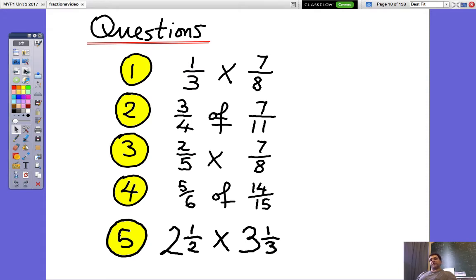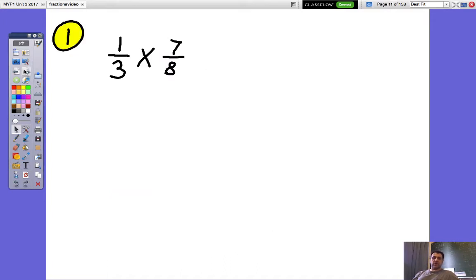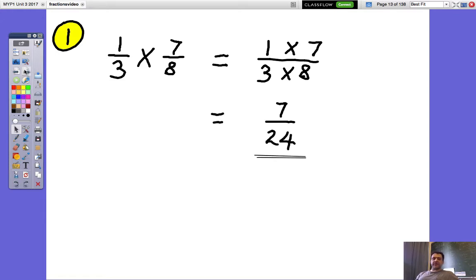So we did some questions in class. If you like, you can pause the screen, have a go at them, and then see how you do. So question 1 was 1/3 times 7/8. So I just made that top times top, bottom times bottom. 1 times 7 over 3 times 8. So that gives 7/24. That doesn't simplify. 7's a prime number. So that's as far as you can go with that.